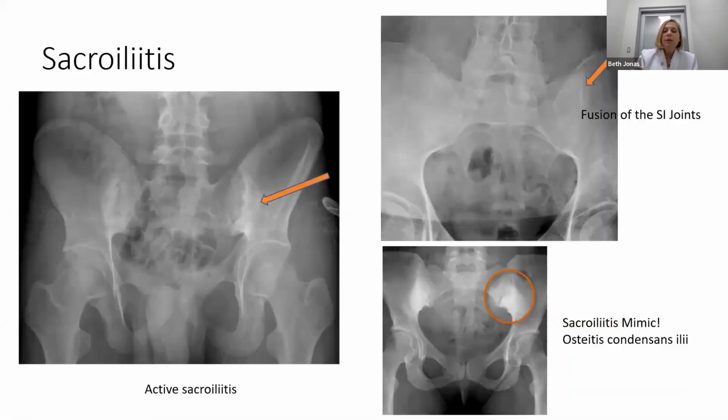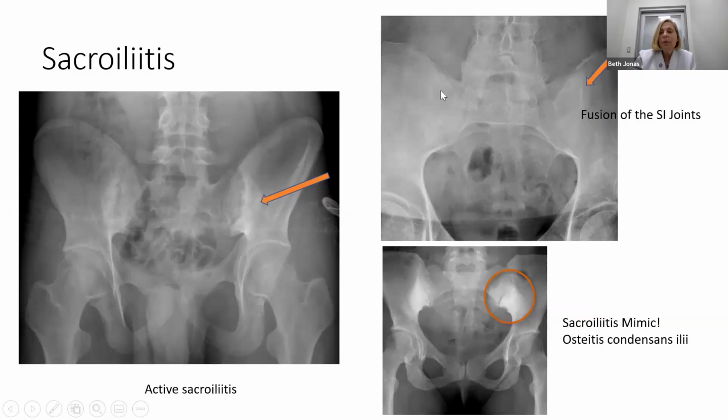So we're not going to spend a lot of time talking about the sacroiliac joints, but this is a radiograph that you're going to get good at looking at. This is a patient with active sacroiliitis, and you can see that there's sclerosis of the joint on the iliac side and some erosion of bone, probably also on the right side too.